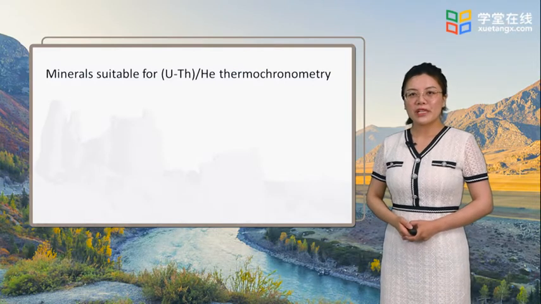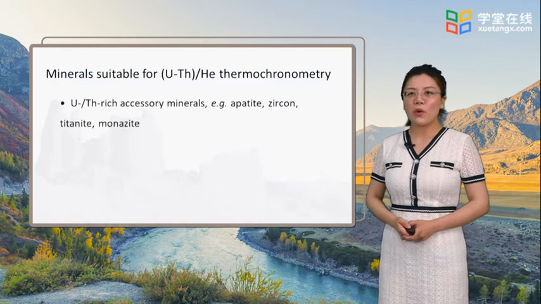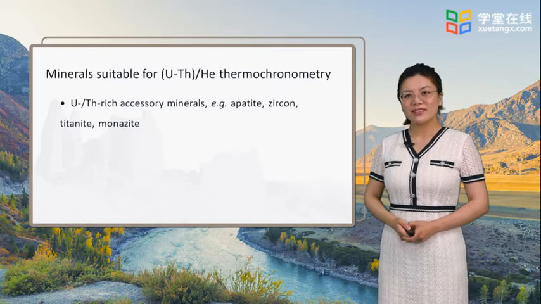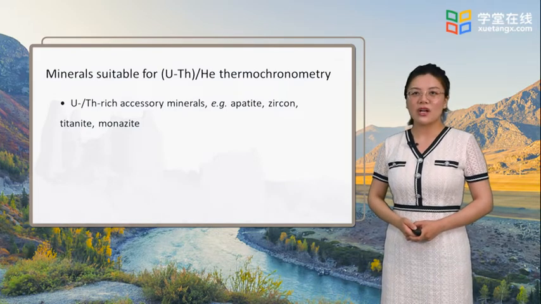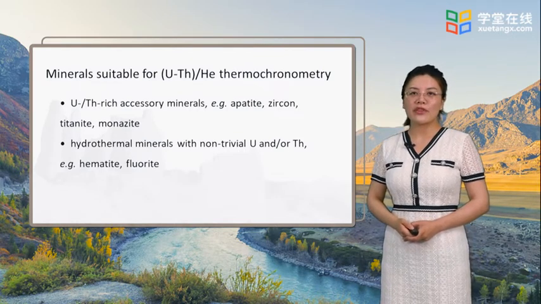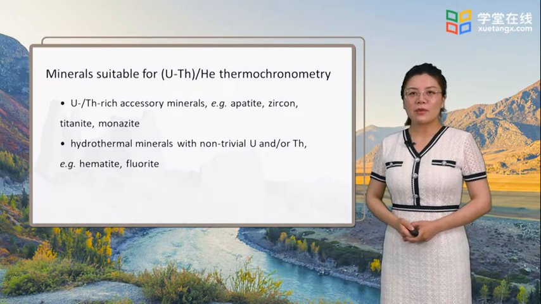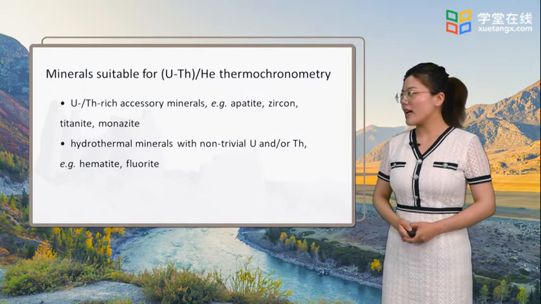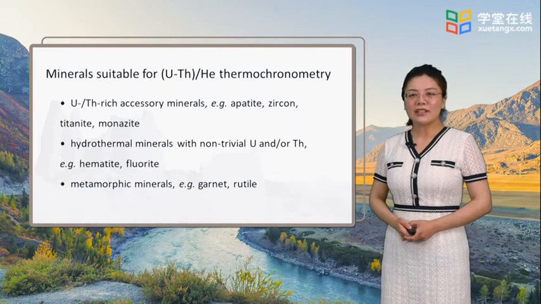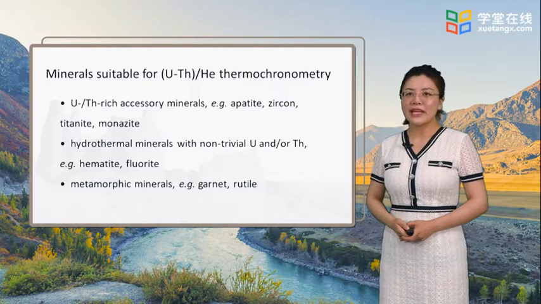Minerals suitable for uranium, thorium, helium thermochronometry are required to be uranium or thorium-rich accessory minerals such as apatite, zircon, and titanite or monazite, or hydrothermal minerals with non-trivial uranium and/or thorium, for example, hematite and fluorite. Metamorphic minerals, for example, garnet and rutile, can also be used for helium dating, and many other materials with measurable helium-4 produced are also suitable for helium dating.